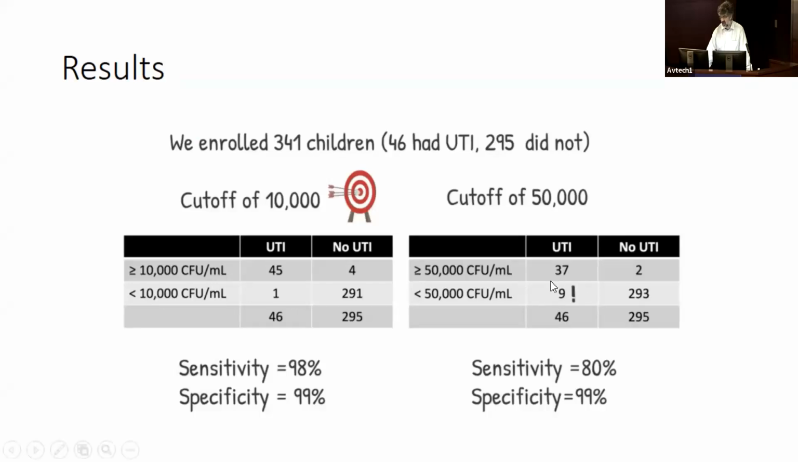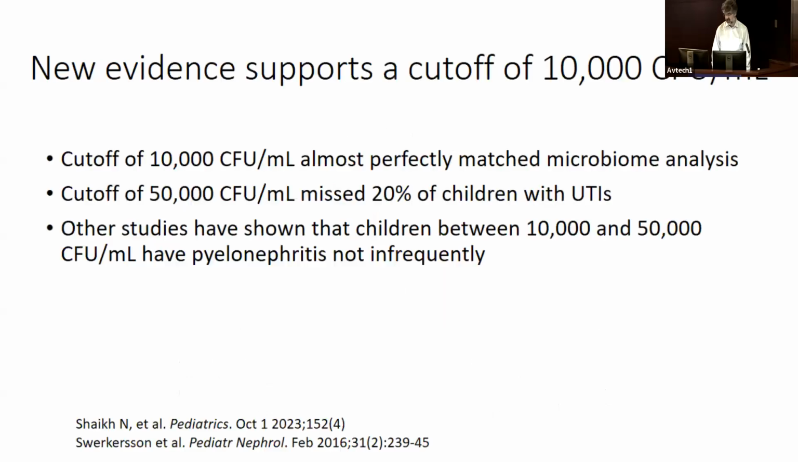With a cutoff of 50,000, however, 9 out of the 46 children who had symptoms and inflammatory markers were missed. So the sensitivity dropped from 98% to 80%. Of note, the specificity stayed the same. So by lowering the cutoff, we're not going to increase antibiotic use much. In this study of 341 patients, 2 extra children would have gotten antibiotics, but 8 extra children would have been diagnosed with UTI. So it seems like a win-win situation.